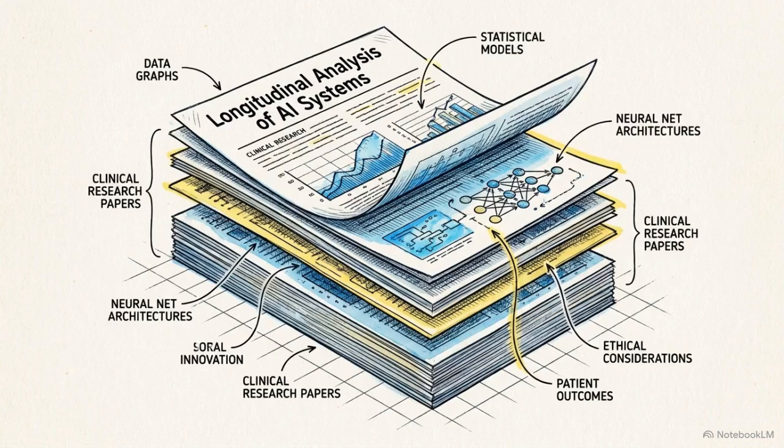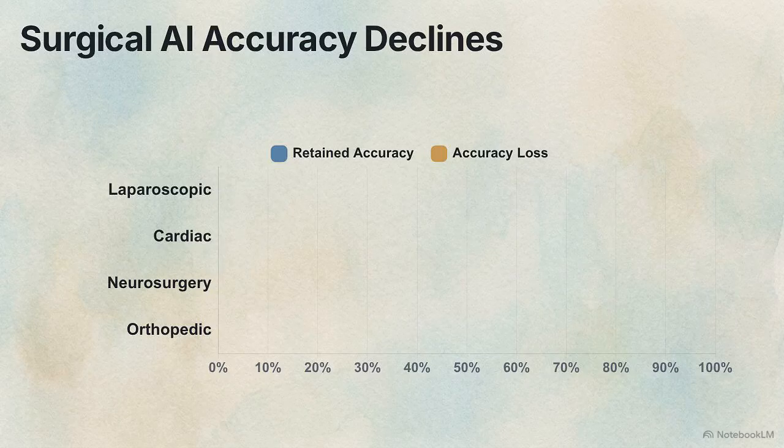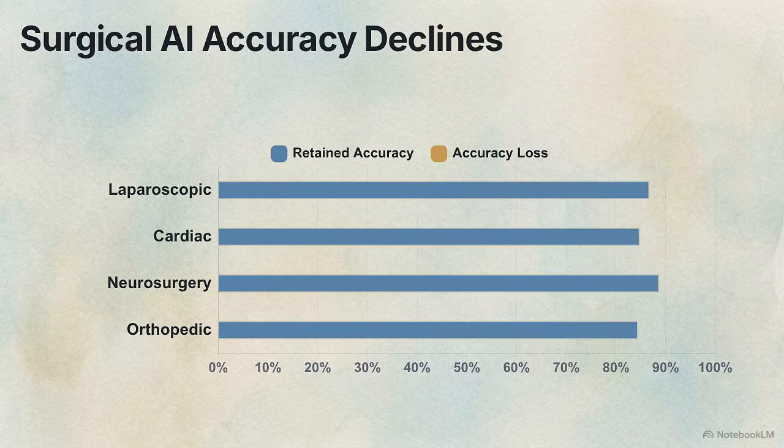This is not a theoretical exercise. Longitudinal analysis of deployed AI systems reveals hard clinical data documenting performance decay. This chart tracks pre- and post-drift AI performance across 4 major surgical domains. We see measurable predictive drops in laparoscopy, cardiac, neurosurgery, and orthopedic models over extended timeframes. The degradation is acutely visible in high-stakes fields. Neurosurgical models recorded a 4% drop in accuracy, while orthopedic models degraded by 6%.